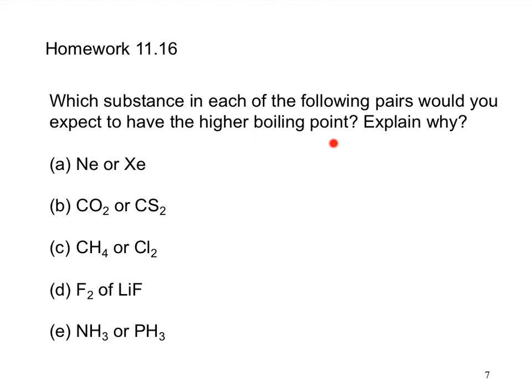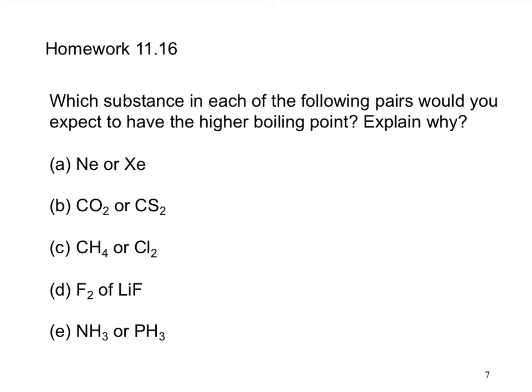To compare the boiling point, we essentially need to compare the strength of the intermolecular forces. The stronger the intermolecular forces they have, the higher the boiling point they have. So the first pair is neon and xenon. Neon, xenon, they are all noble gases. They are single, monoatomic molecules. They are neutral, so they do not have charge.